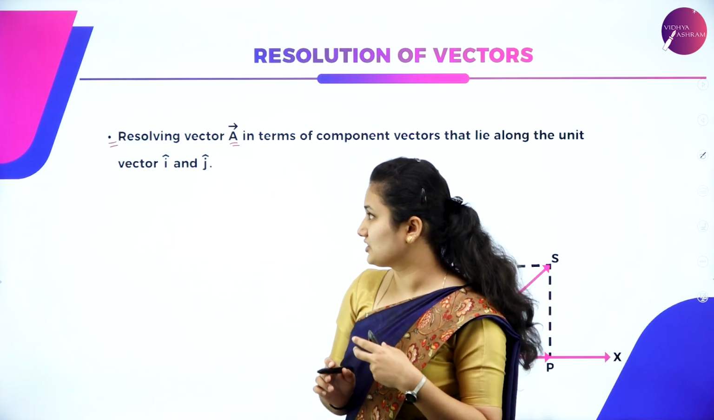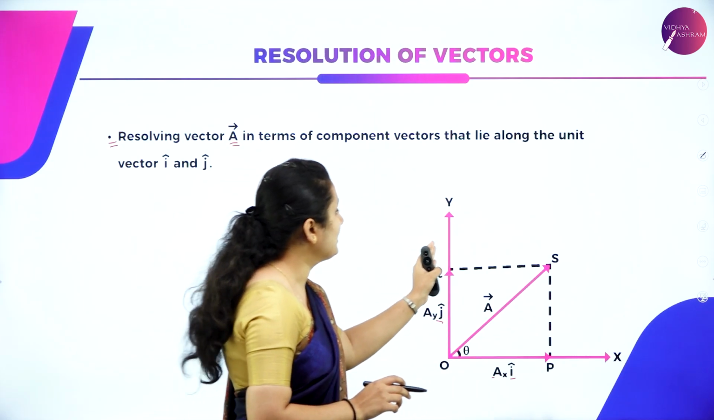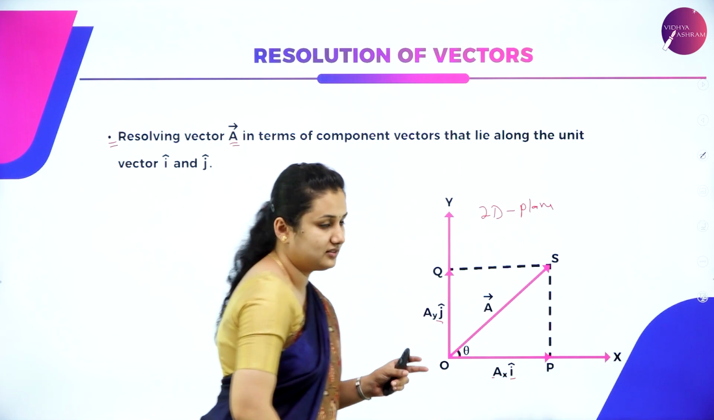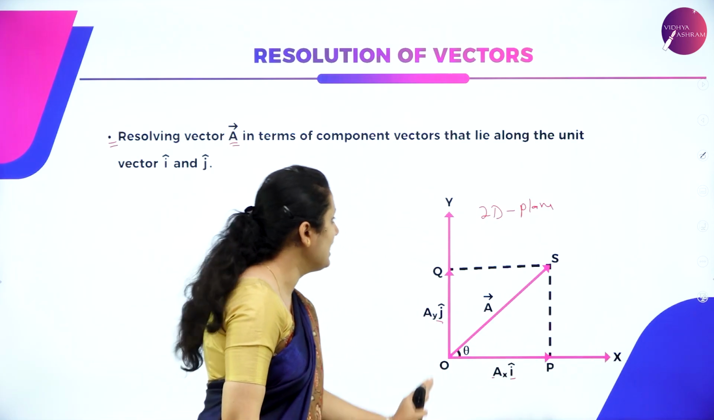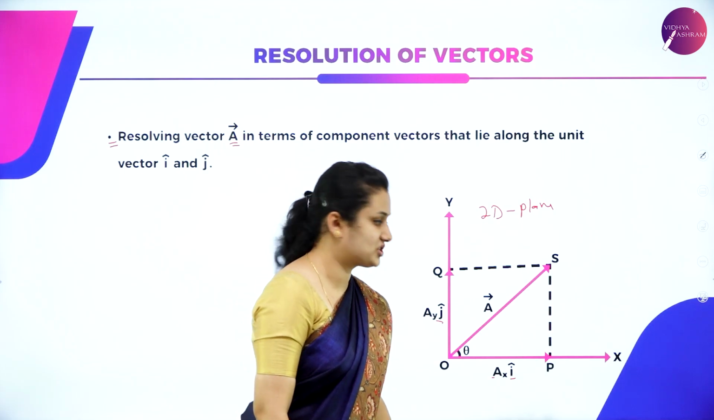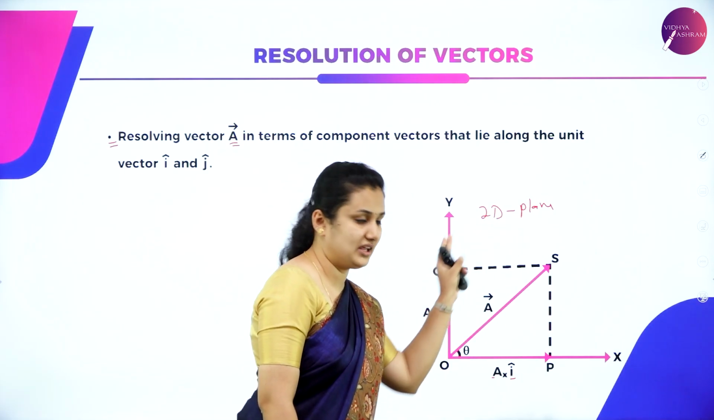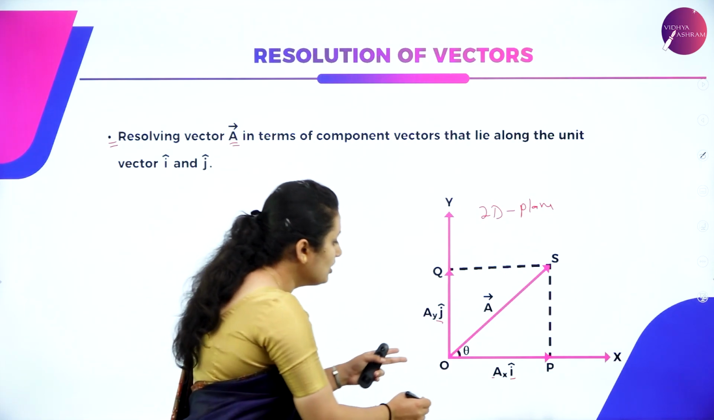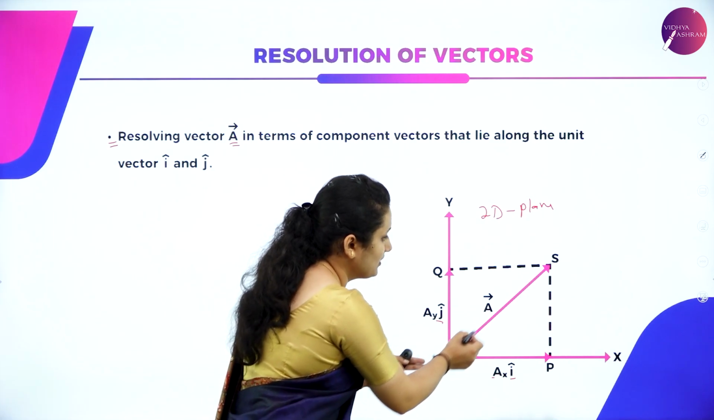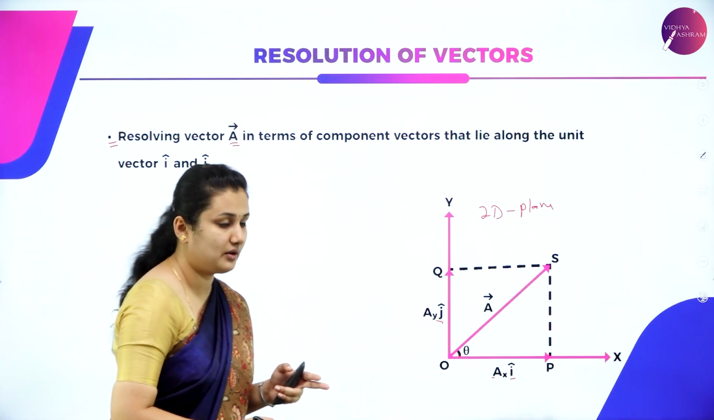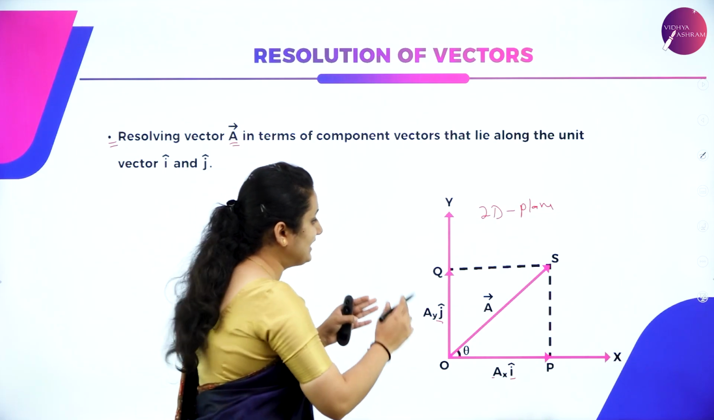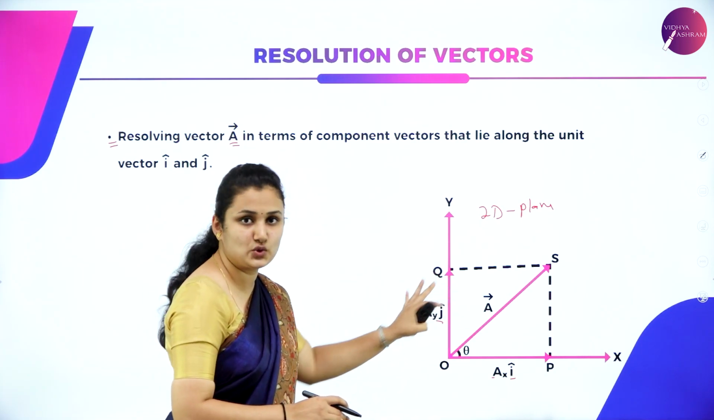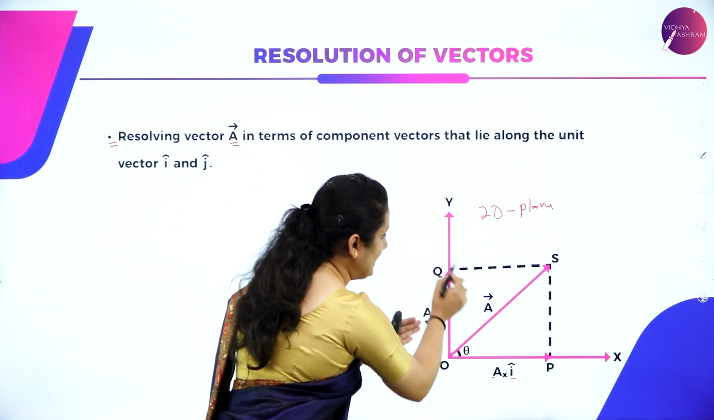So, the simple derivation. You can see we are considering a 2D plane. What is a 2D plane? We need two axes, x as well as y, to describe the motion of the object. That is a 2D plane. I have a vector A which passes through the origin O. I'll use the parallelogram law here. So this is resolution of a vector. Consider vector A in the XY plane.